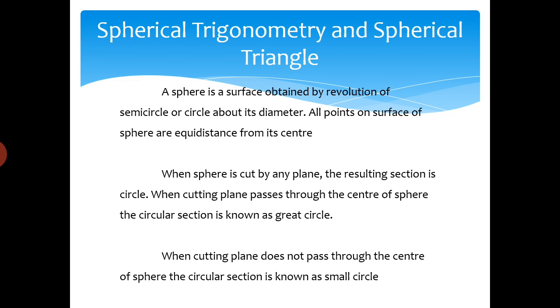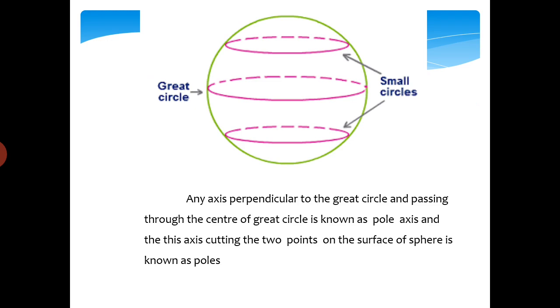If we cut the sphere at any plane, the resulting section may be a circle. That is, if we cut the sphere by a plane, if you observe this cutting plane, it may be a circle, right? And after cutting we get two types of circle. It may be a small circle or it may be a great circle.